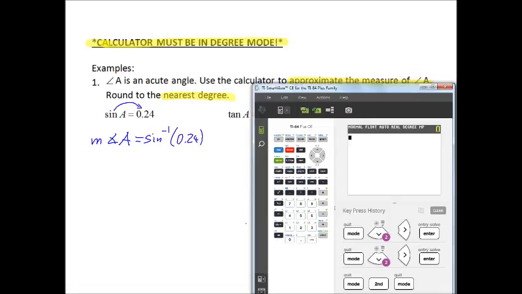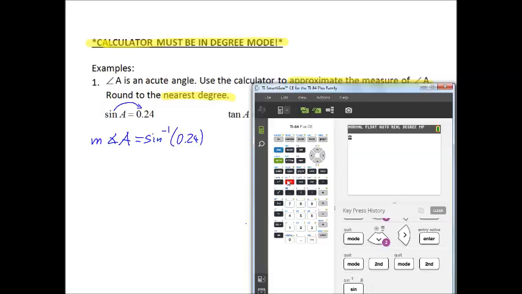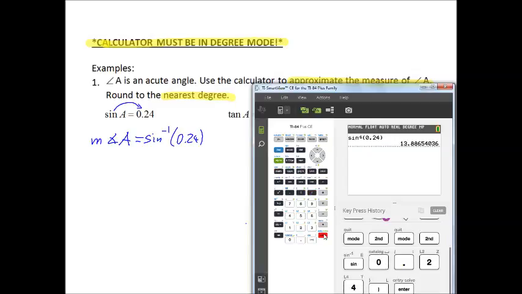And if you're wondering where the inverse sine is, it's the blue function above the sine button. So again, second, here is the inverse sine. Plug in our number, 0.24. Don't forget to close your parentheses, and enter has the answer for us.